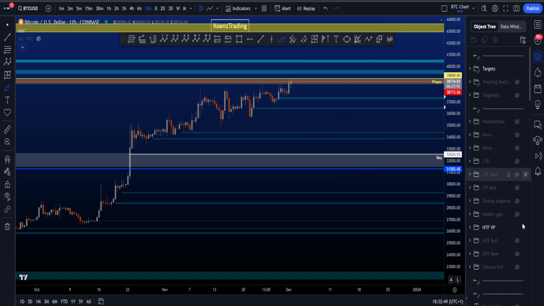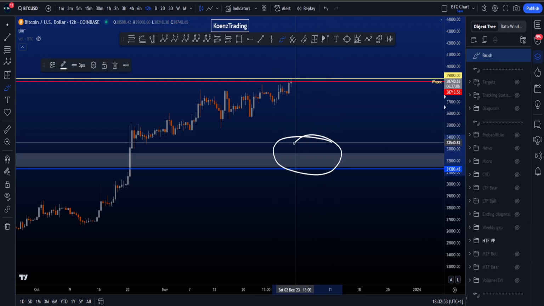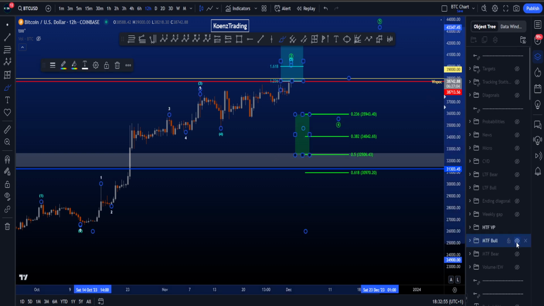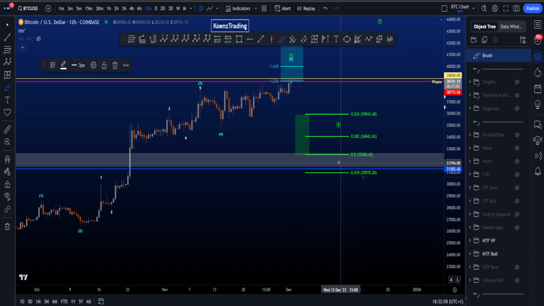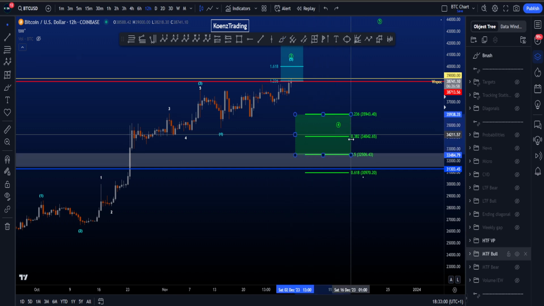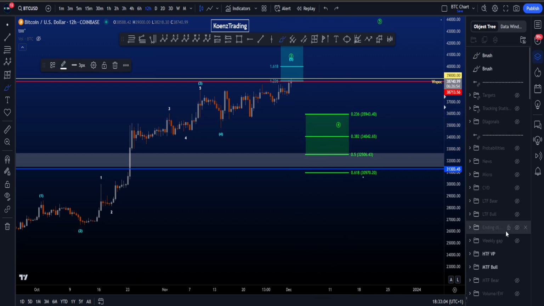Now if we open that important support resistance area that I was showing earlier, then over here we also have confluence with the wave 4 target area. You can see the 0.5 is in confluence with this support resistance area, which therefore is interesting for a potential bounce.